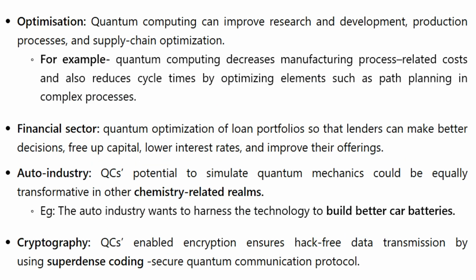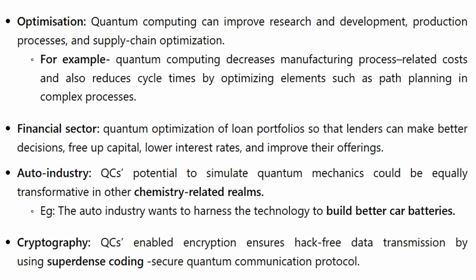Optimization. Quantum computing can improve research and development, production processes, and supply chain optimization. For example, quantum computing decreases manufacturing process related costs and also reduces cycle times by optimizing elements such as path planning in complex processes. Financial sector, quantum optimization of loan portfolios so that lenders can make better decisions, free up capital, lower interest rates, and improve their offerings.